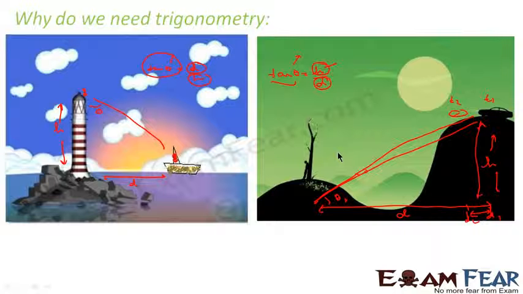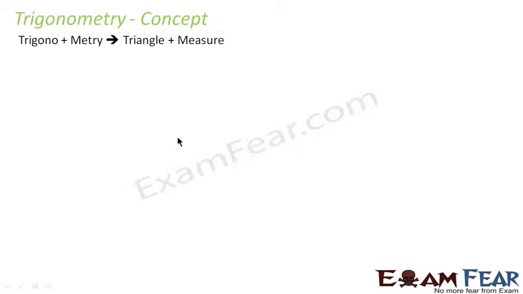Just to know that we can do things in trigonometry, I have introduced you this concept. What is trigonometry? If you break the word, it is trigono plus metry. Trigono means triangle and metry means measurement. That is, it is nothing but measurement of a triangle.